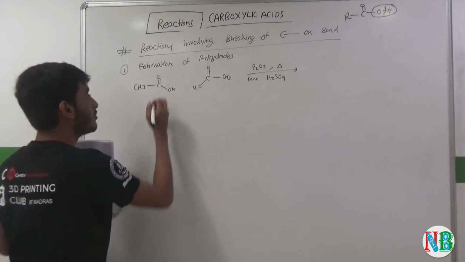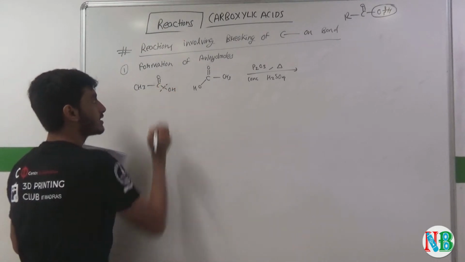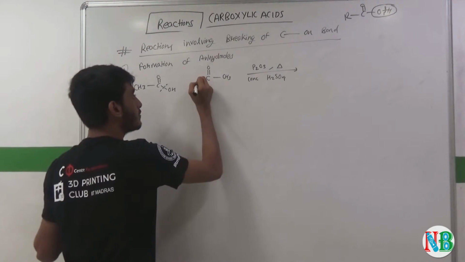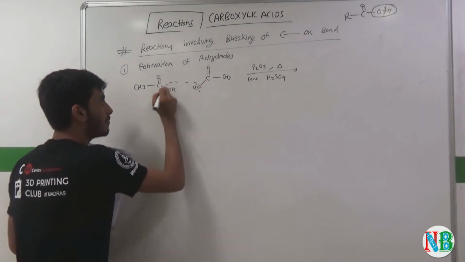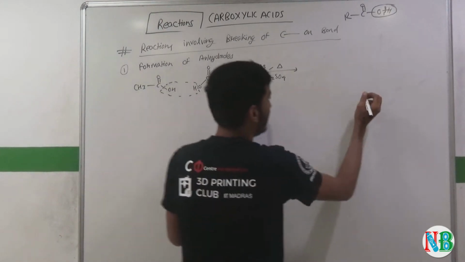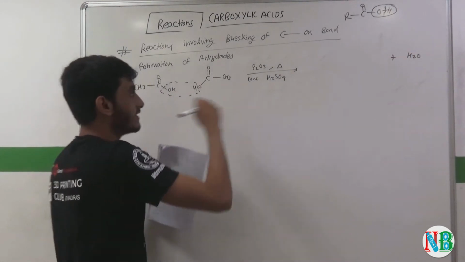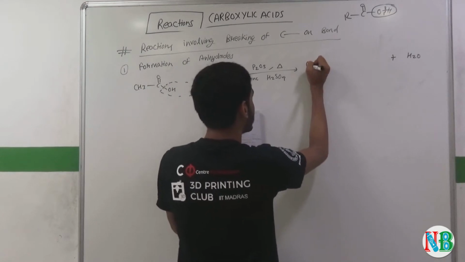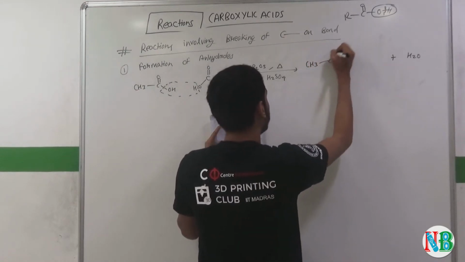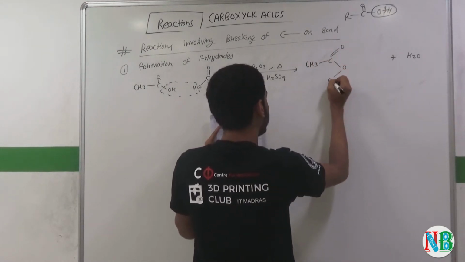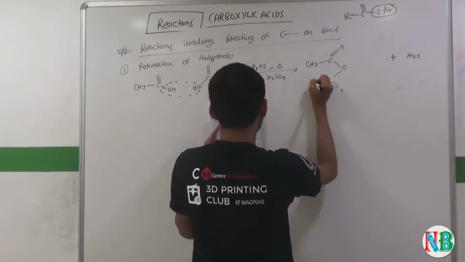In the first molecule, the C and OH bond breaks. In the second molecule, the H bond breaks. This forms H2O in the end, and you get an anhydride compound looking like this: CH3COO, then CO, then CH3.